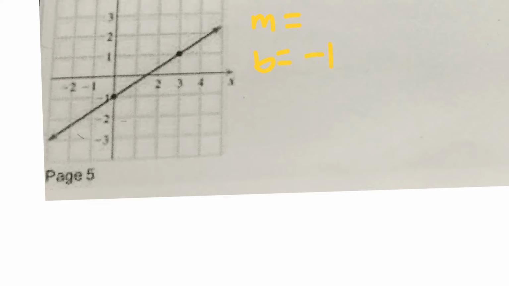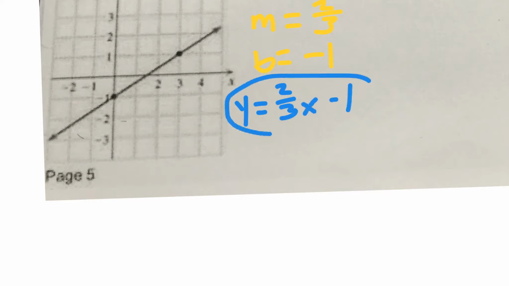So I know my y-intercept is negative 1. Now we'll use the rise and run to find the slope of this line. So I'm going to go from this point to this one. I'm going to rise 2. I'm going to run 3. So my slope is going to be 2 over 3. Now that I have my slope and my y-intercept, I can put this in slope-intercept form. y equals mx plus b. And I'm now in slope-intercept form.